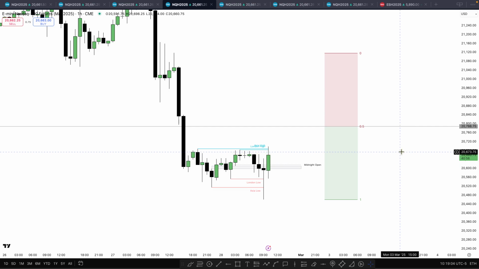20,788. Okay. Midnight fair value gap, is it referred to the first fair value gap after midnight open? Yes. So same thing as the 9:30 fair value gap, but just midnight.